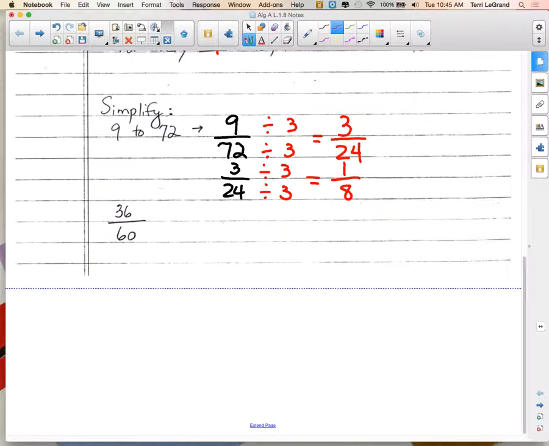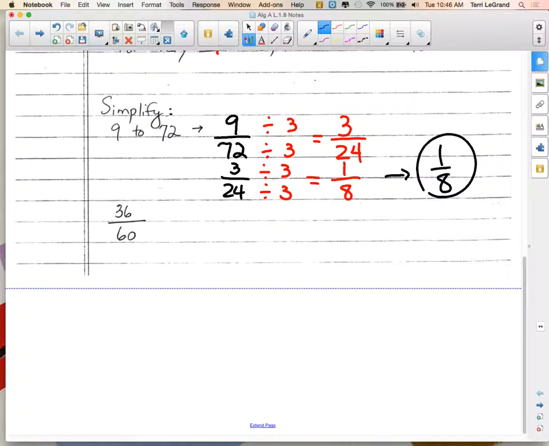Okay, now are you convinced that we can't do any more? The only thing that they would both be divisible by now is what? 1, and that's not going to get us anywhere. We would be spinning our wheels. So we're going to say our final answer for this one is 1 to 8, 1/8.